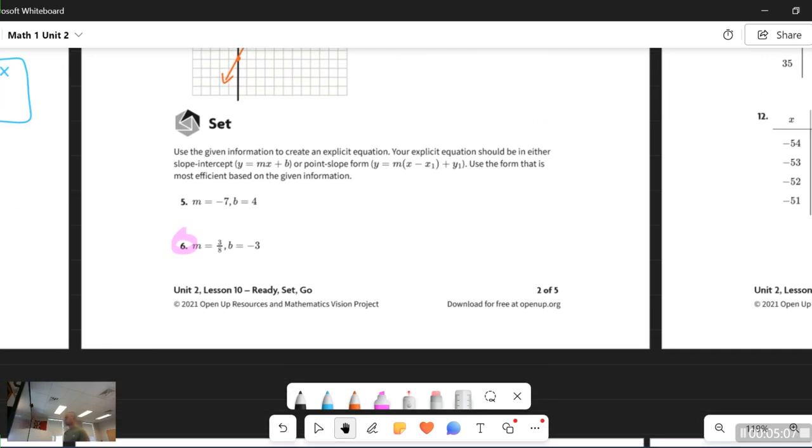In these next bunch of problems, use the given information to create an explicit equation. Your explicit equation should be in either slope-intercept or point-slope. Use the form that is most efficient based on the given information. I'm going to share this right now. If you're doing point-slope and you have me as a teacher, I'm going to have it look a little bit different than this equation here.